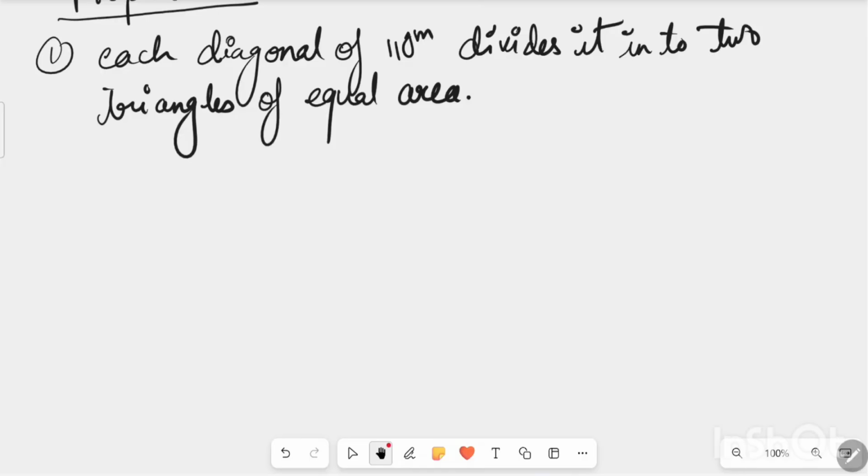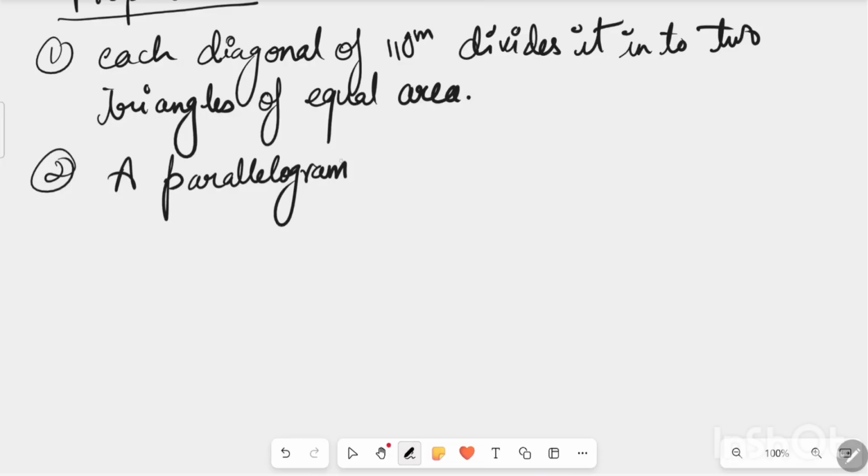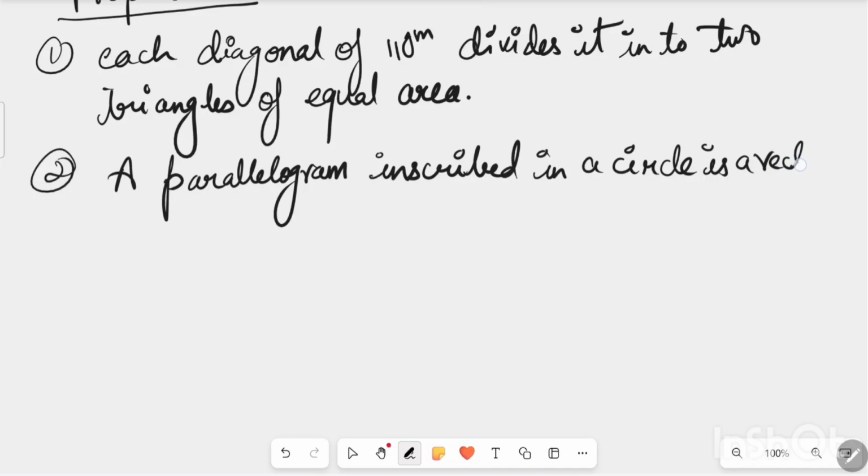A parallelogram inscribed in a circle is a rectangle.